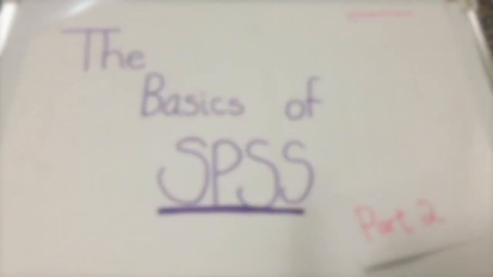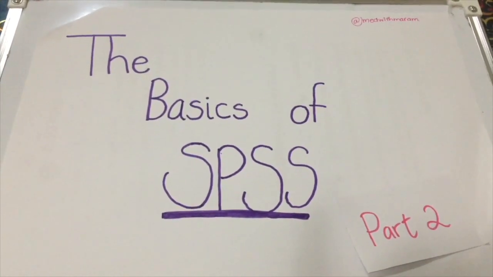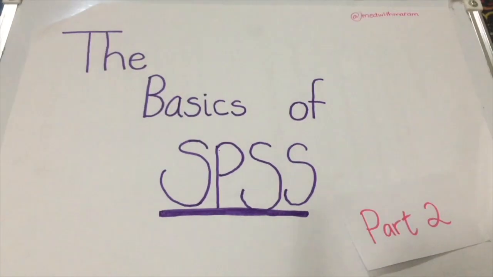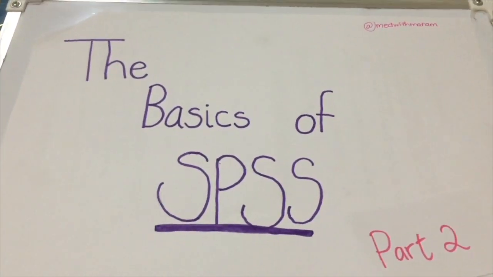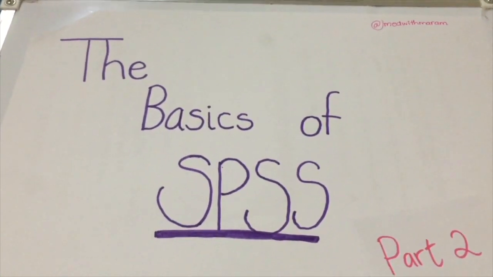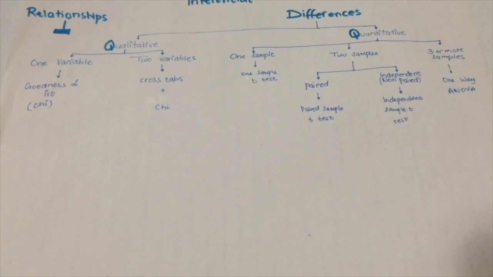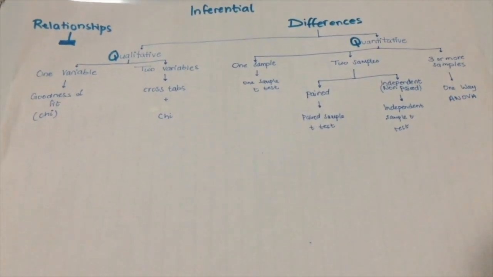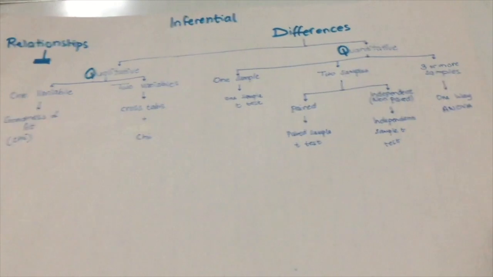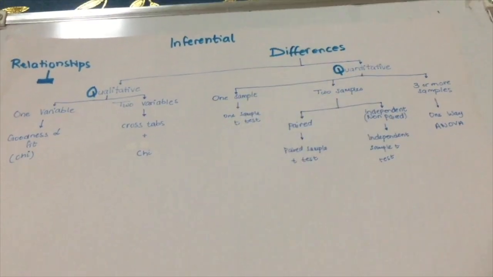and so on. Hi everyone, and welcome to part 2 on the basics of SPSS. Today I'll be covering the rest of what we didn't cover last time. So that will be inferential statistics when it comes to differences. So let's start. As we said last time, inferential statistics can be divided into 2, relationships and differences. We already covered relationships, so this time we'll be focusing on the differences.